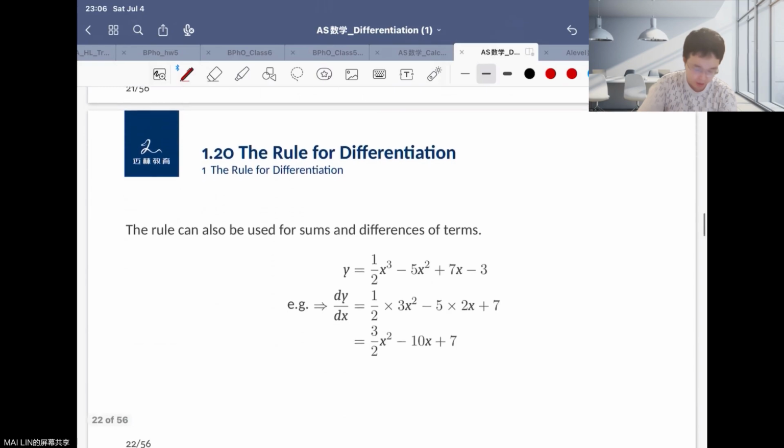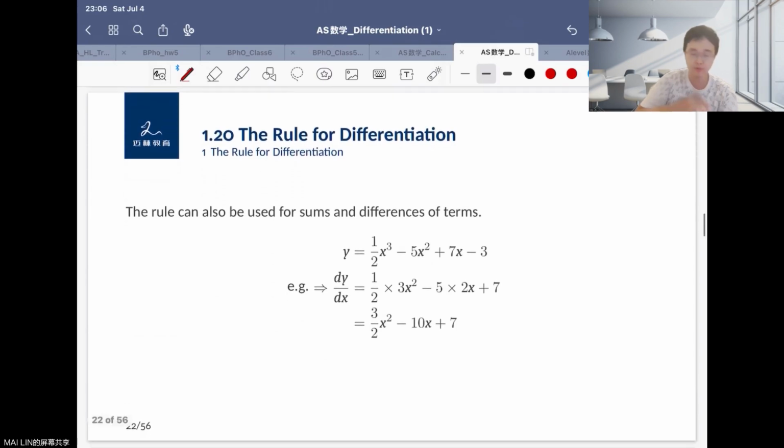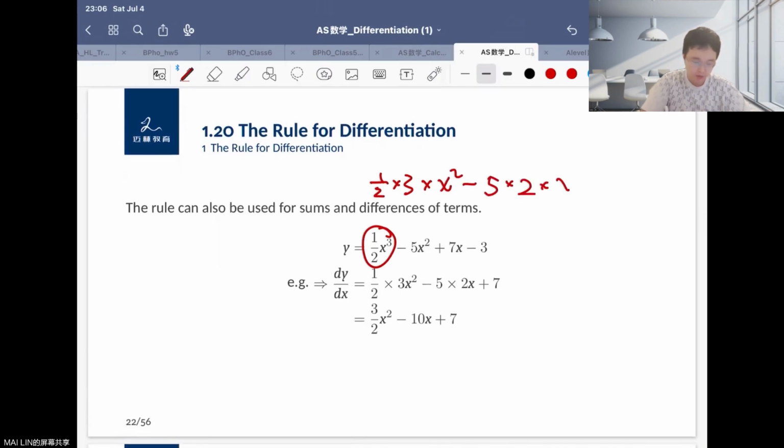Also for the polynomial rule, don't be afraid of it. The polynomial rule is to differentiate each term first, and then add them together. Here we have a half times x cubed, minus 5x squared, plus 7x, minus 3. For the first term, it is a half times 3, making sure the power comes above, and then times x squared, that is 3 minus 1. Then minus 5 times 2 times x to the power of 2 minus 1. And then plus 7. And for minus 3, it is a constant, y equals negative 3.